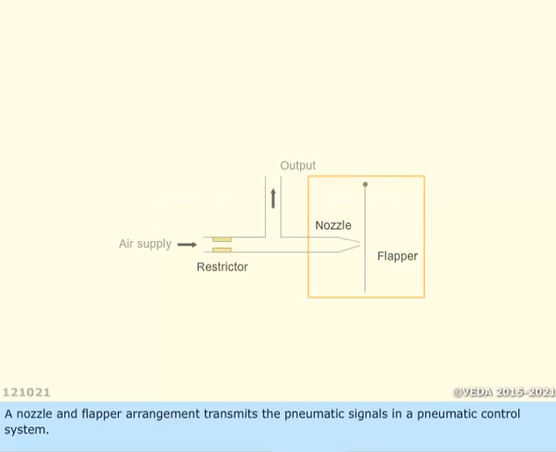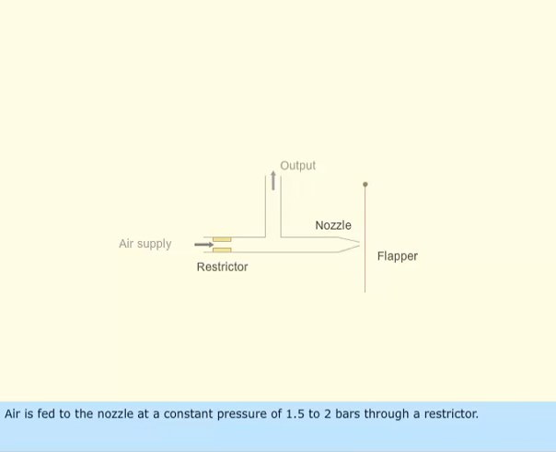A nozzle and flapper arrangement transmits the pneumatic signals in a pneumatic control system. Air is fed to the nozzle at a constant pressure of 1.5 to 2 bars through a restrictor. The function of a restrictor is to limit the airflow.